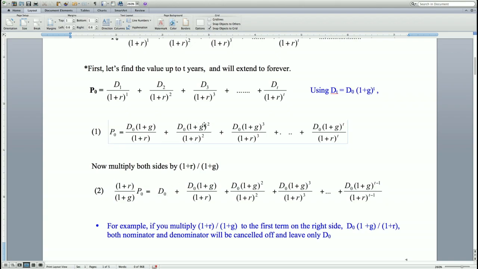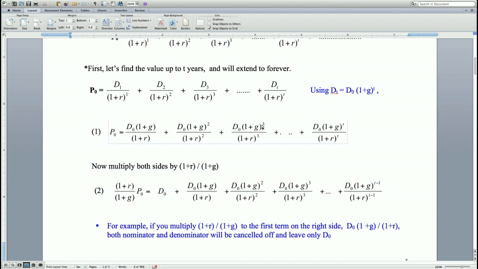Second term here, d0, 1 plus g power to 2, over 1 plus r power to 2. If you multiply by 1 plus r over 1 plus g, then the power to 2 in the denominator will be power to 1. Numerator, we have 1 plus g power to 2, and we divide by 1 plus g power to 1, so it will be 1 plus g power to 1. So in the second term, we reduced one: power to 2 becomes power to 1.